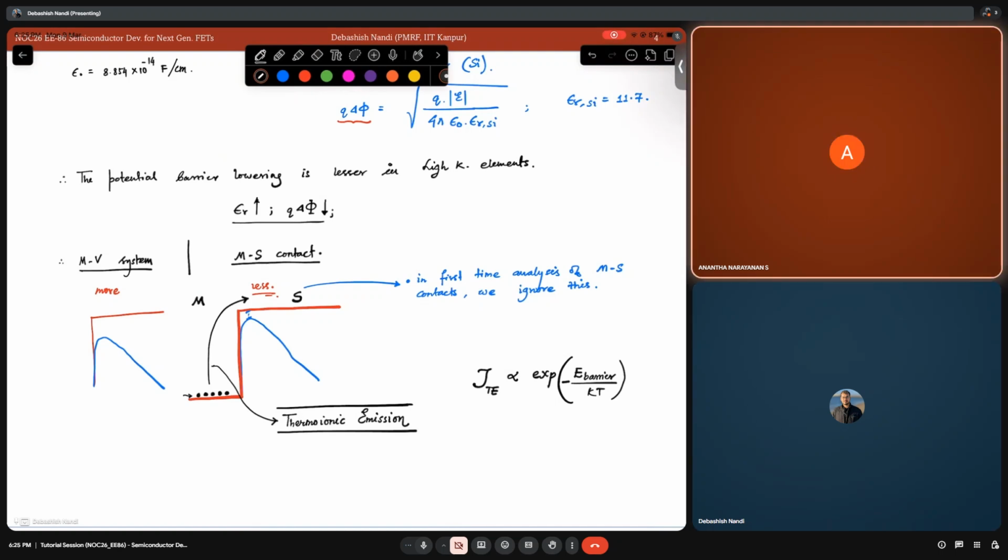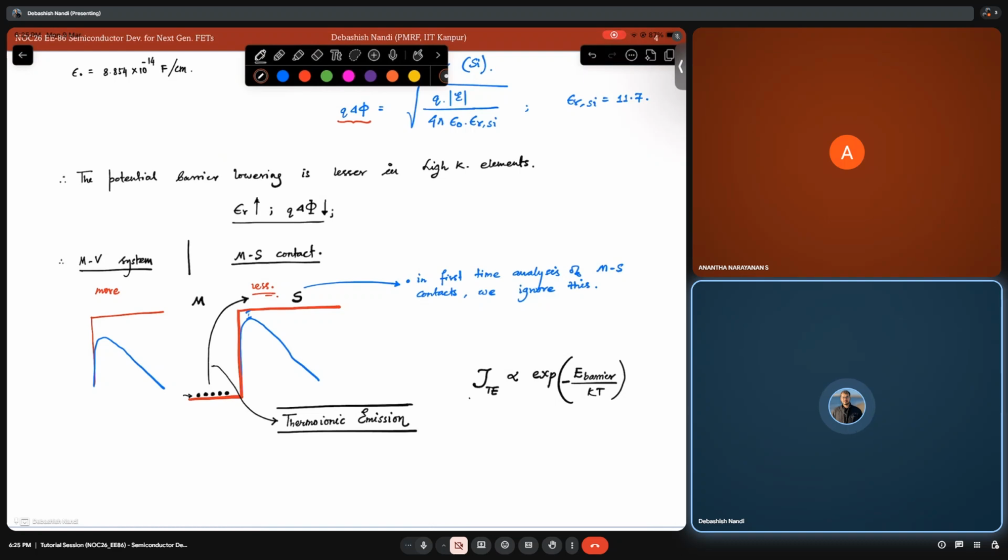Sir, once again, what is J? This is current density. This is a transport mechanism, right? Transport means flow of current. Yes, sir. Charged carriers are getting transported from one location to another, which causes current to flow. Now let's say this current density will be more if my barrier is lower, right? Yes, sir. And that dependency is exponential, similar to my PN junction.